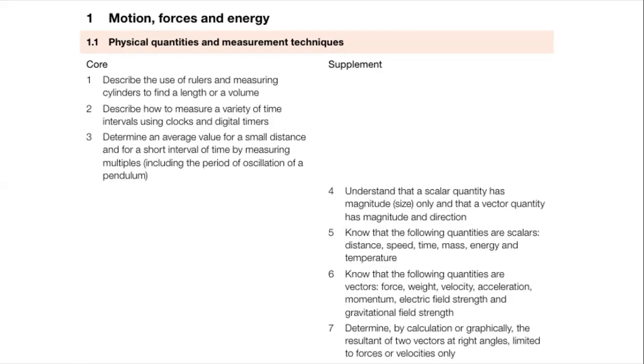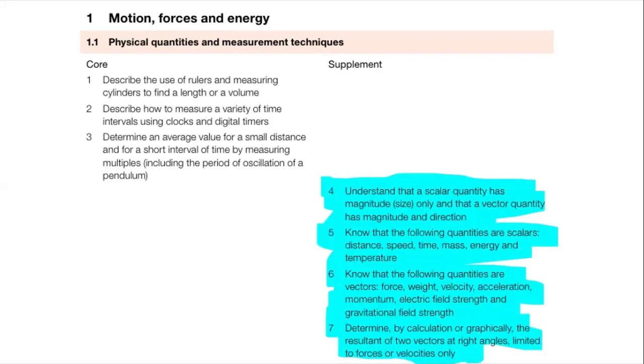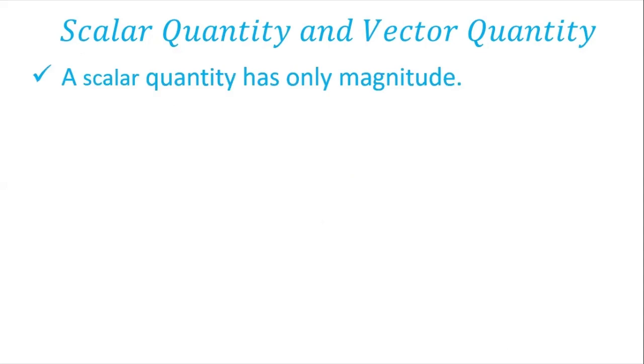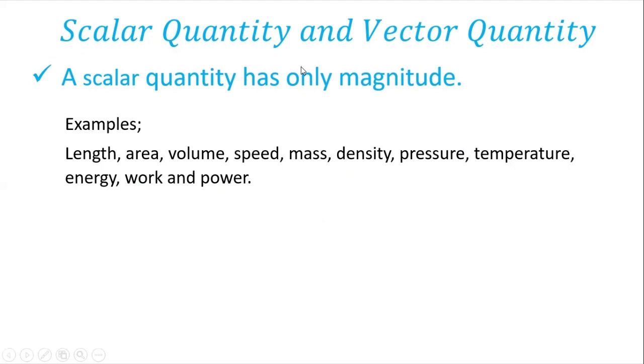determine by calculation or graphically the resultant of two vectors at right angles limited to forces or velocities only. So here highlighted part we are going to talk about today. So scalar quantity and vector quantity. A scalar quantity has only magnitude. Examples: length, area, volume, speed, mass, density, pressure, temperature, energy, work and power.